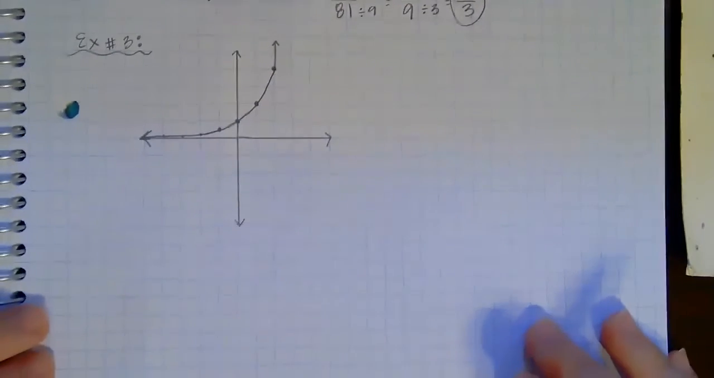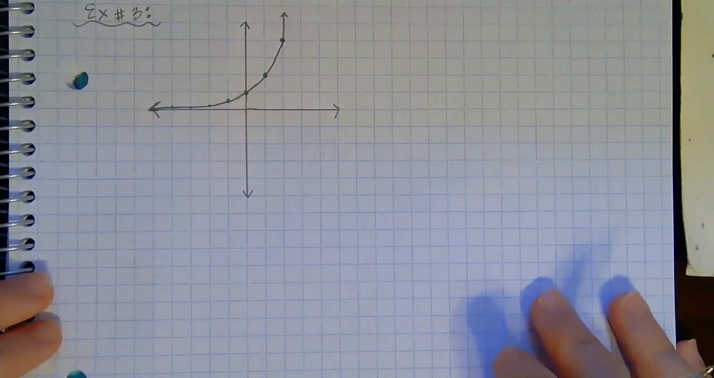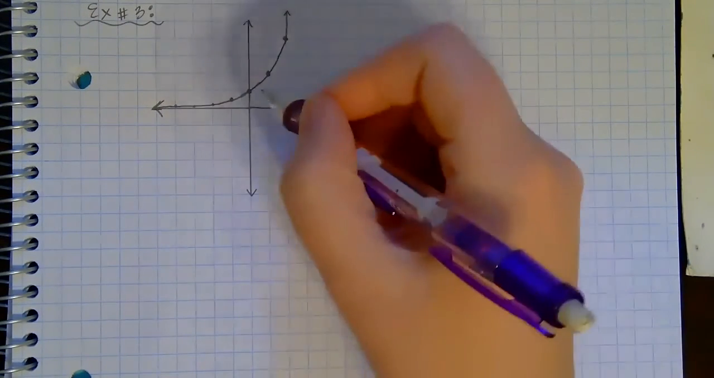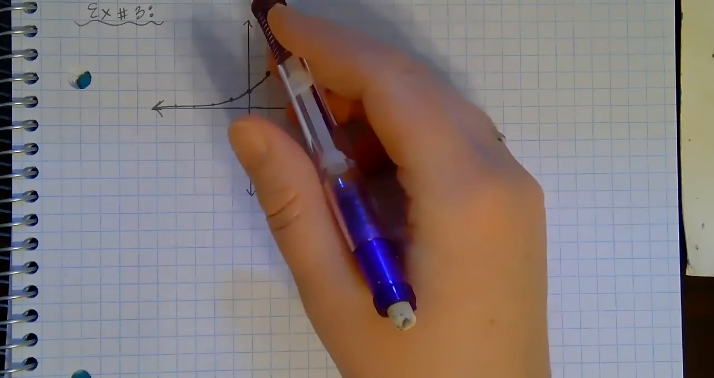Okay, one last one here. Sometimes they might also give you a graph and ask for the multiplier. So I have a graph here. Now, if I want to find the multiplier, I basically have to turn this into what we do with a table.